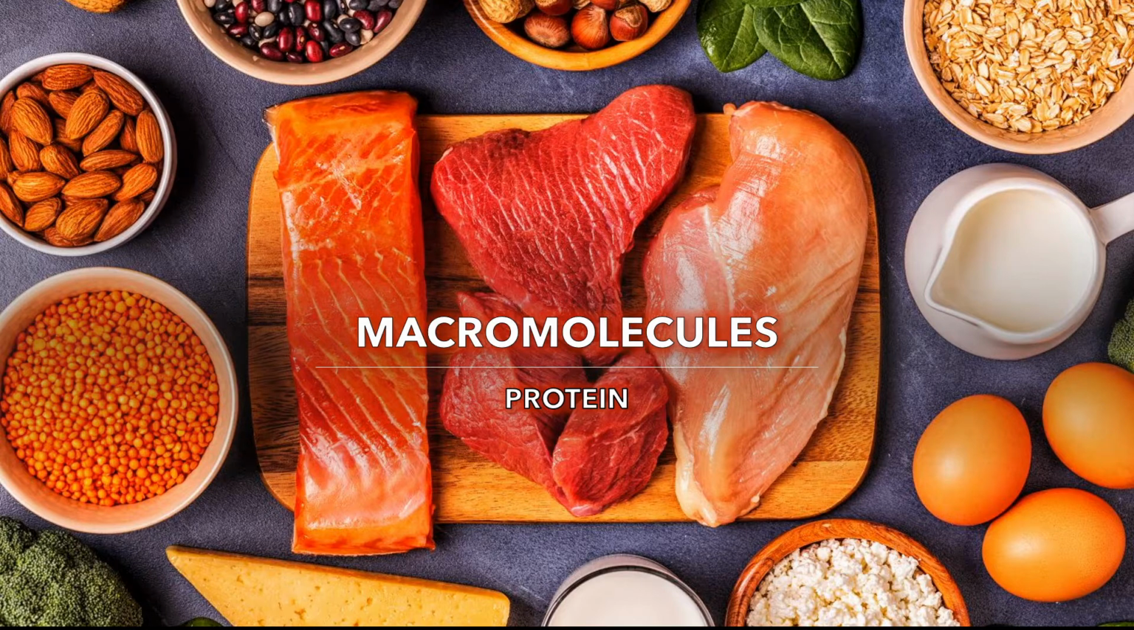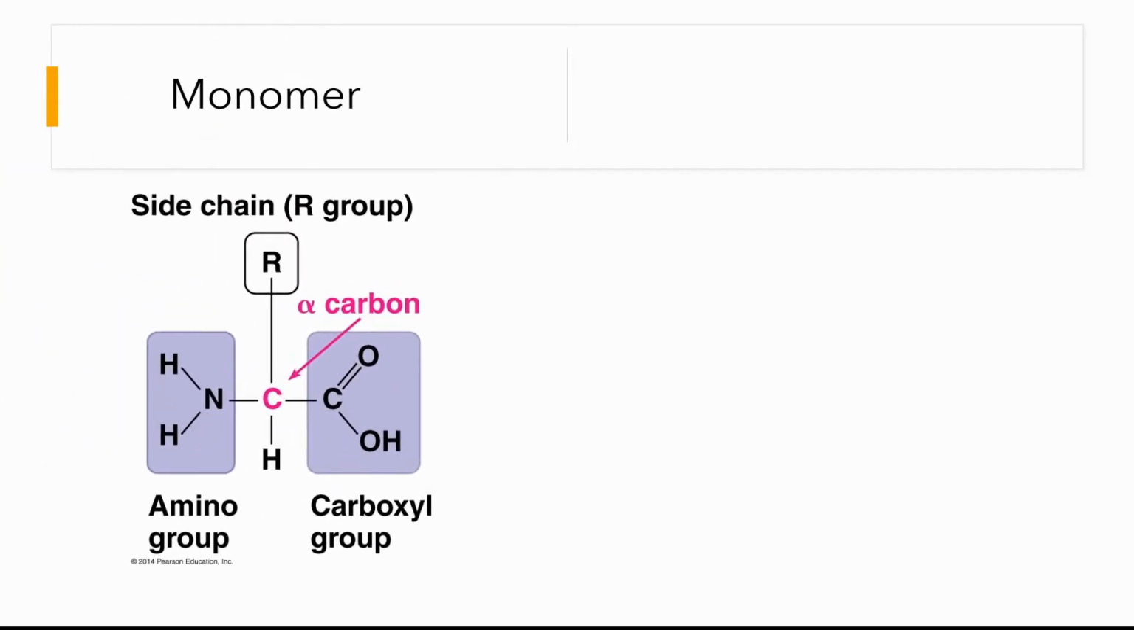Today we are going to continue with macromolecules and we are going to have a quick revision on protein. This is the monomer of protein and it is called amino acid. Amino acid has an alpha carbon, which is the center carbon, a carboxyl group, an amino group, as well as an R group as the side chain. Each amino acid has a different side chain. The R group can vary in structure, charge, and affinity with water.